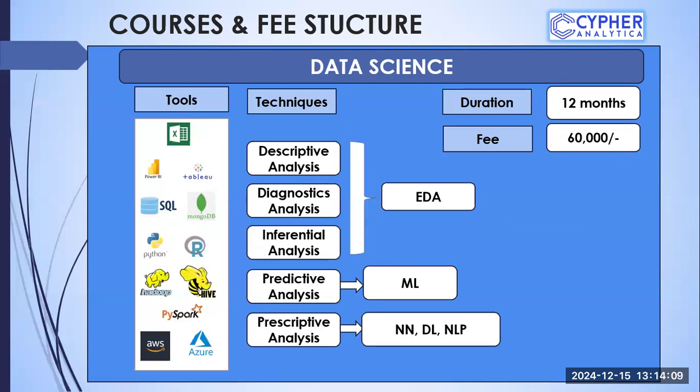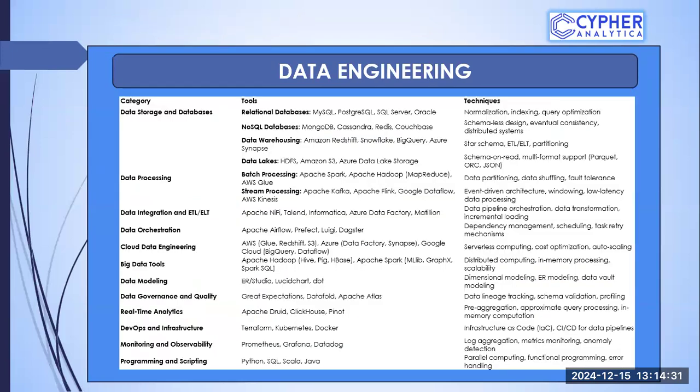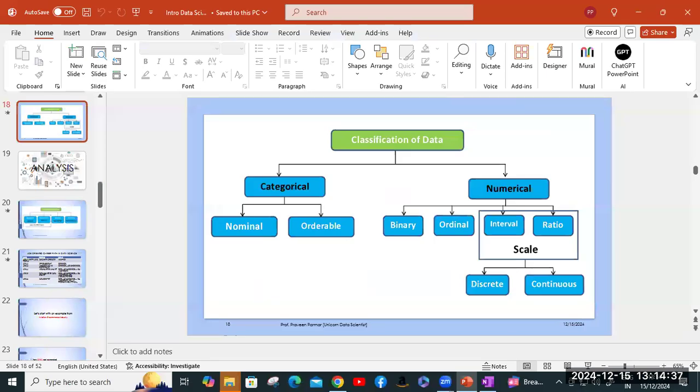Then data science, it is a 12-month course, 60,000 fee, and there are many more tools like MongoDB, SQL, and Hadoop, Hive, PySpark, AWS, Azure. These tools you will learn here, and you will learn neural network, deep learning, and NLP also, the prescriptive analysis. Then data engineering, there are many tools, so I'm not talking about this here. So this is our whole complete demo of our data science course.